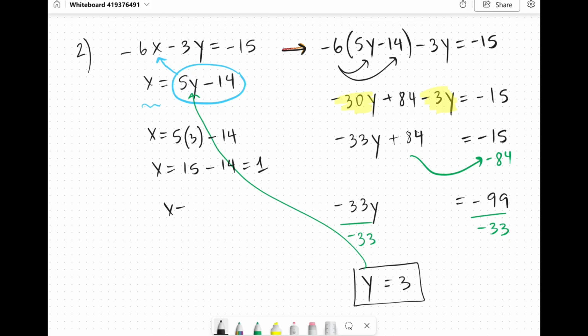So x is 1. If you were asked to write this answer as a point, you will write your x first and your y second. Please keep in mind that you should check this work, but I will move on to the next example.